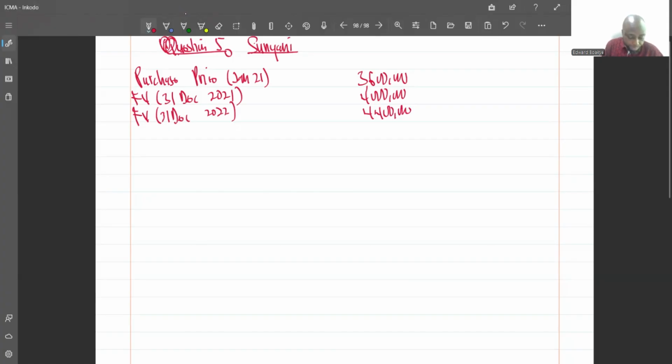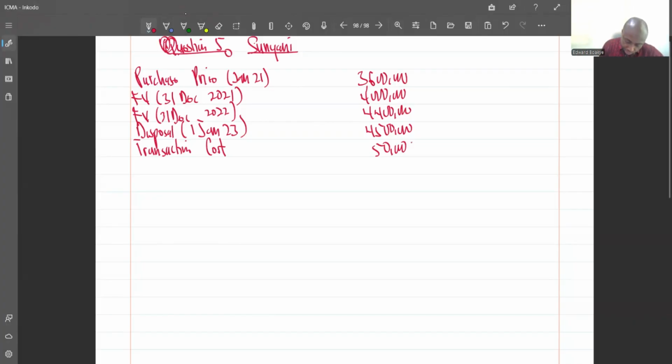And then it was sold. It was disposed at 1st January 23, for how much? For 4.5 million. And it came with a transaction cost. Transaction cost of what? 50,000. Transaction cost of 50,000. And we have to calculate the gain or loss on disposal. The gain or loss on disposal.